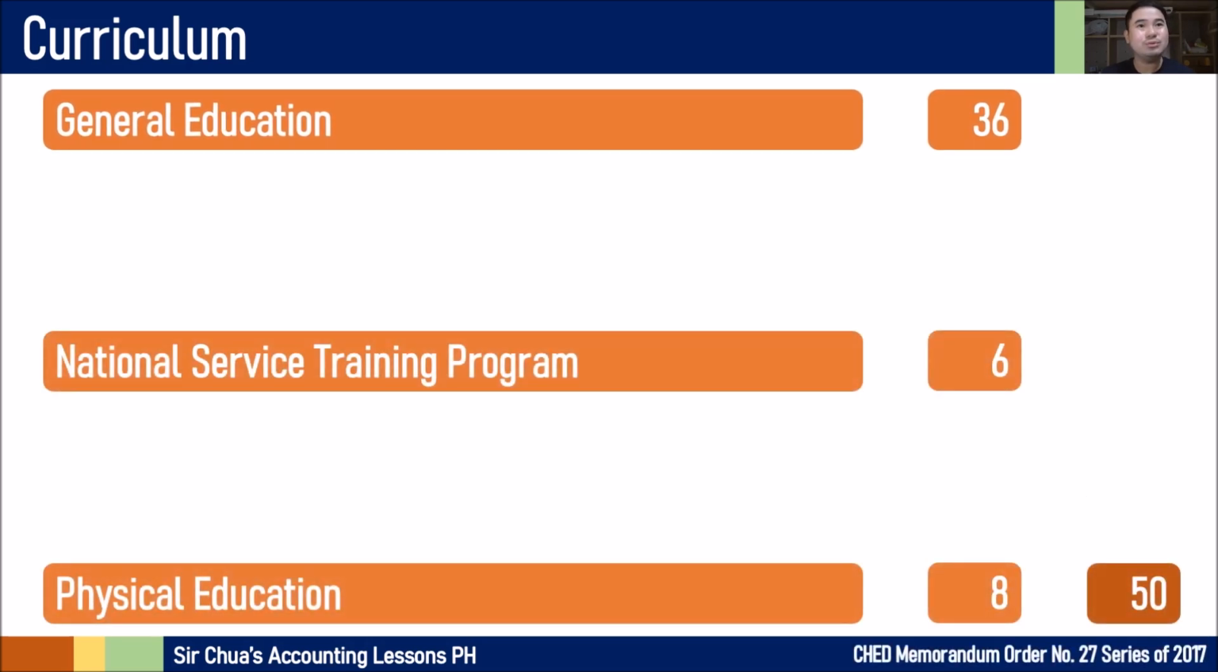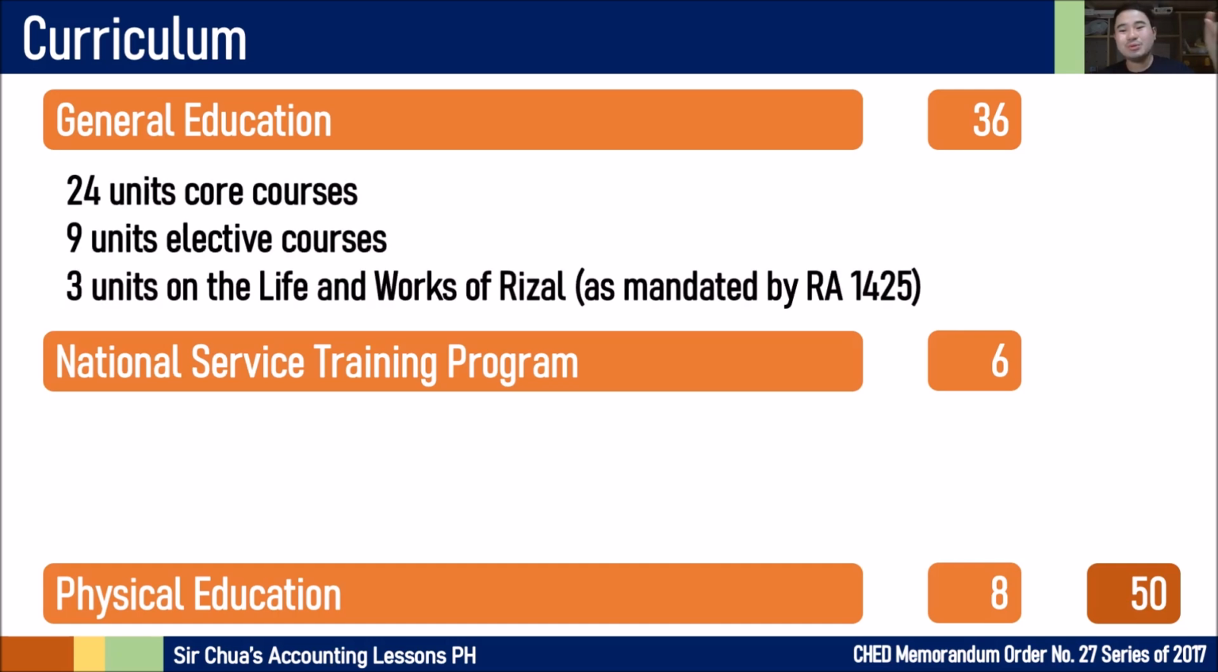Sir, 33 units na yun, nasan yung 3? Ito po yun. Okay, so to make up the 36, yun nga po, 8 subjects or 8 courses times 3 for the 24 units of core, and then 9 units of elective, and then under Republic Act number 1425, you are required to take up a 3-unit course on the life and works of Rizal. Okay, so that makes up the 36 units of general education.